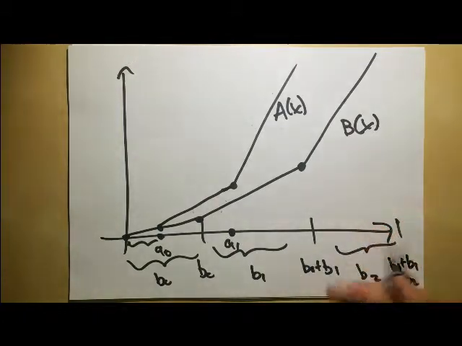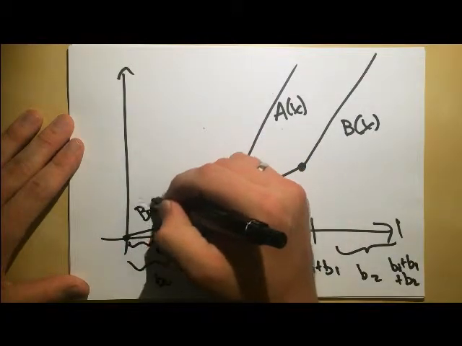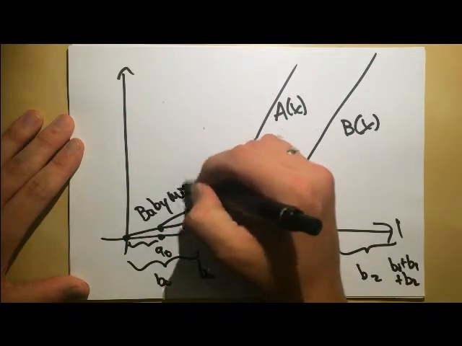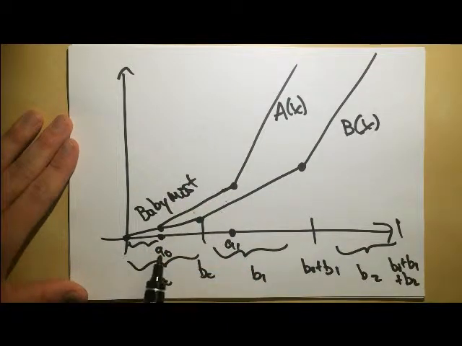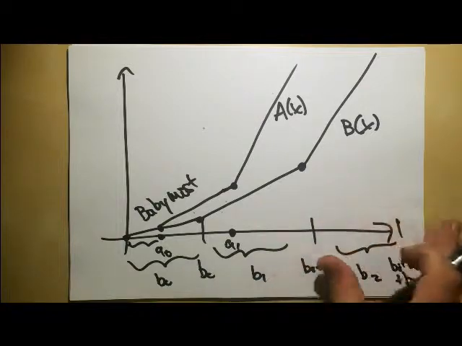There's kind of the babymost case, which is this one. So this is the babymost. The babymost case is when a0 and b0 are there. Here's another case to think about.